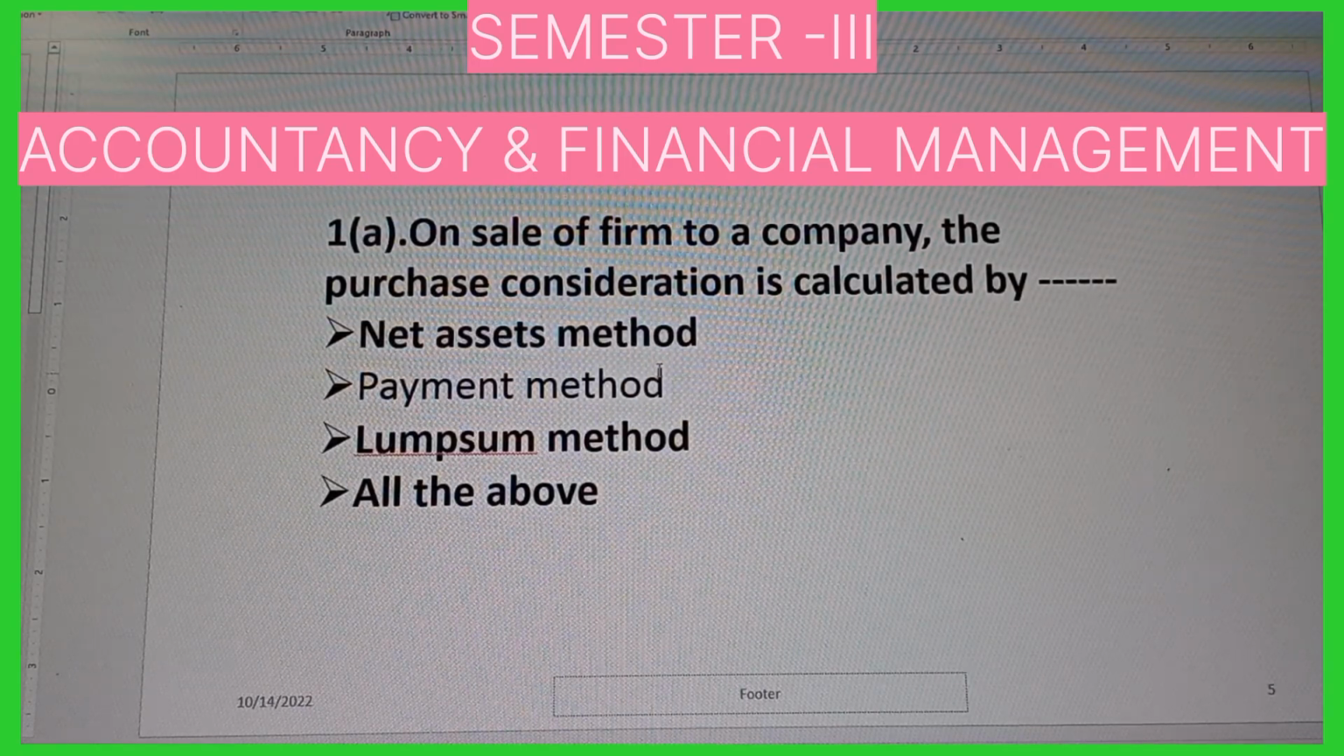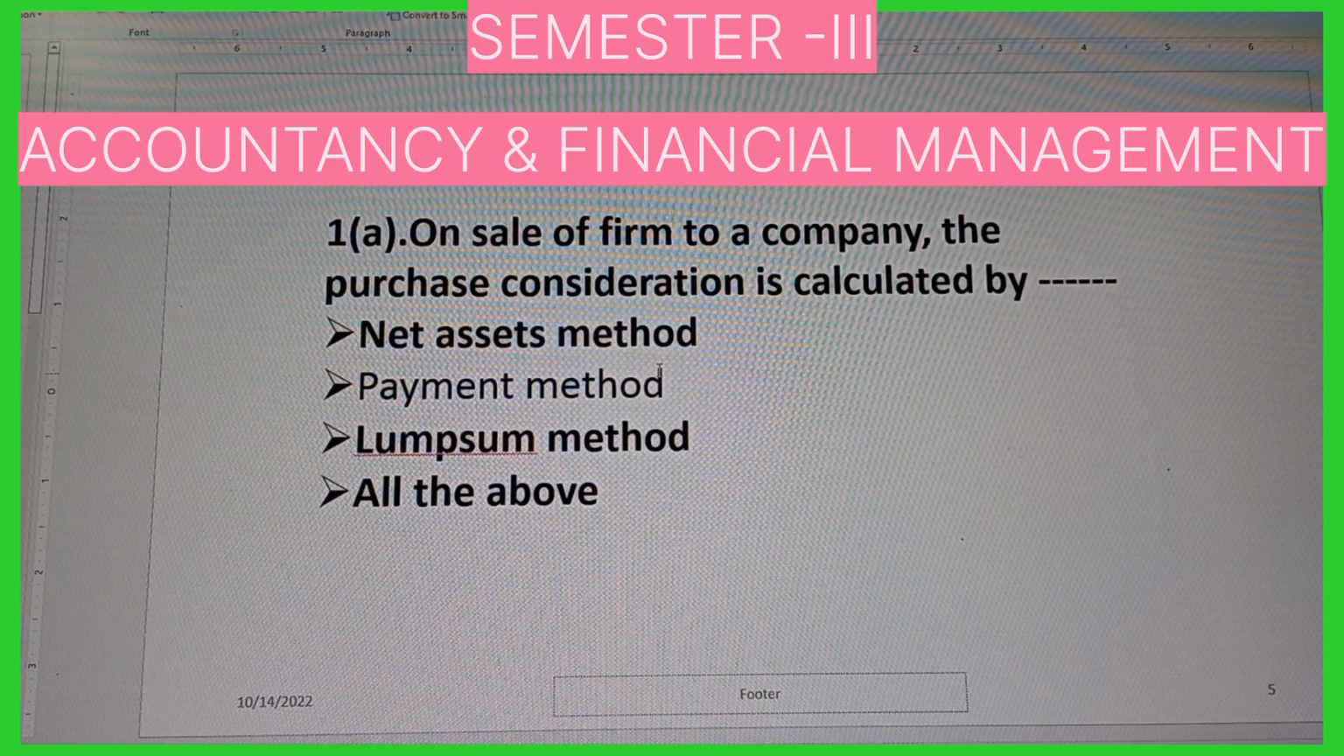Now 2. 1A. On the sale of firm to a company, the purchase consideration is calculated by net asset method, payment method, lump sum method, and all the above. Again the same repetition here: in case of conversion or sale of a partnership firm into limited company, there are 3 methods of PC calculation. First is the net asset method, second is the payment method, and third is the lump sum method. So all 3 methods we have to do under this conversion or sale of a partnership into limited company. So the answer is all the above.